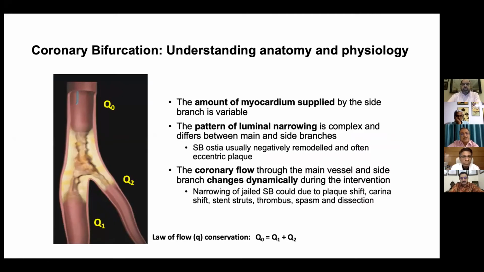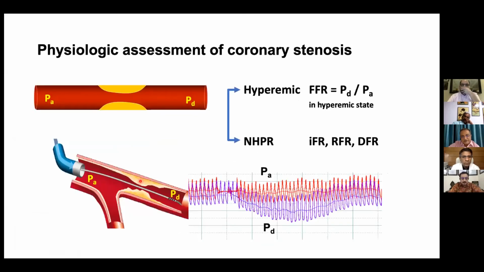And the side branch ostia, if you look here, are usually negatively remodeled, and often there might be an eccentric plaque. The coronary flow through the main vessel and side branches changes dynamically during the intervention. And the narrowing of the jailed side branch could be because of various reasons, which I'll discuss. Now, if you physiologically assess any coronary stenosis, we can do that in a hyperemic phase and a non-hyperemic phase. FFR is a ratio of PD and PA in a hyperemic state, and I'm going to focus on that today.